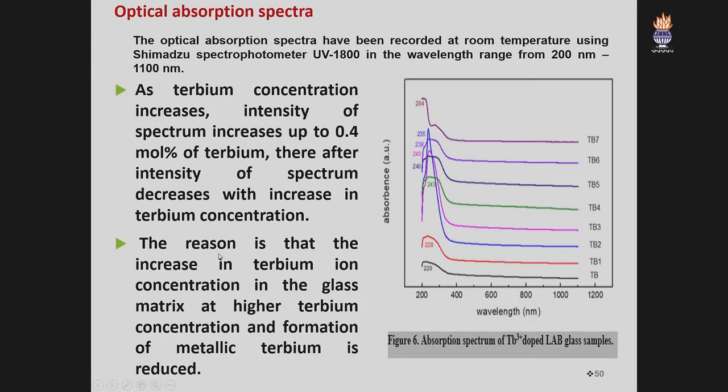And we did the absorption studies, the absorption spectra for all the glass compositions. Here you can see as the concentration of terbium increases, the intensity of the spectra increases up to 0.4 mole percent of terbium. Thereafter, the intensity of the spectrum decreases with increasing terbium concentration. The reason is that with the increase in terbium ion concentration in the glass matrix, there is a formation of metallic bond. That's why we can see this variation.